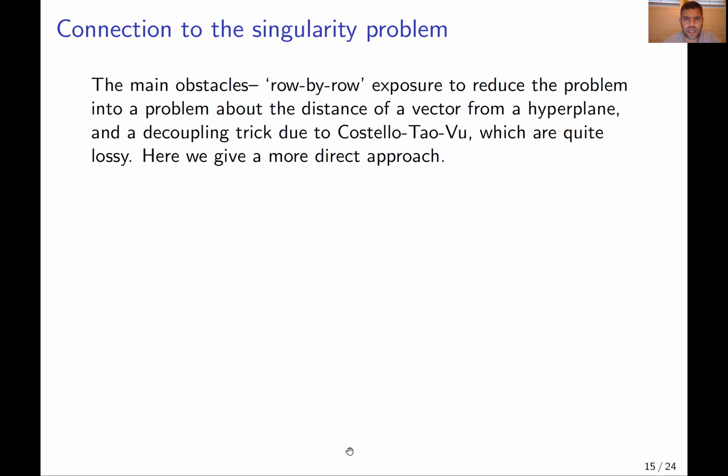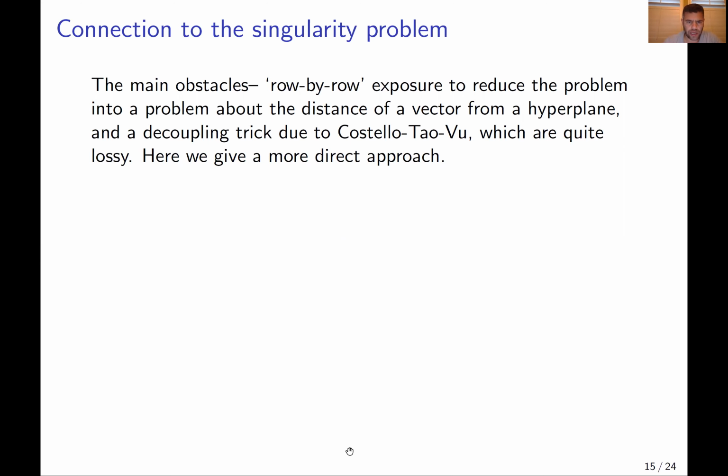So the main obstacles in all of these approaches for the singularity problem of random symmetric matrices are that they all use more or less the same structure: we do row by row exposure to reduce the problem into a problem about the distance of a vector from a hyperplane. And then we want to use some decoupling trick due to Costello, Tao, and Vu in the first paper. And all these arguments are quite lossy.